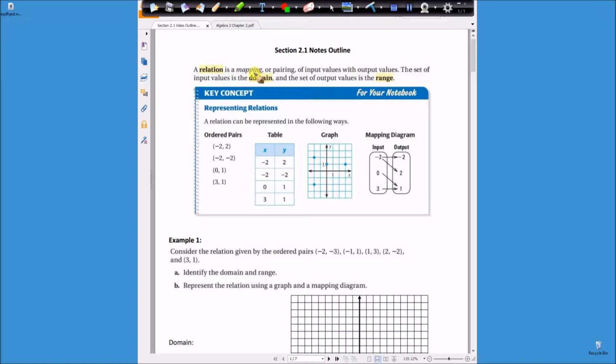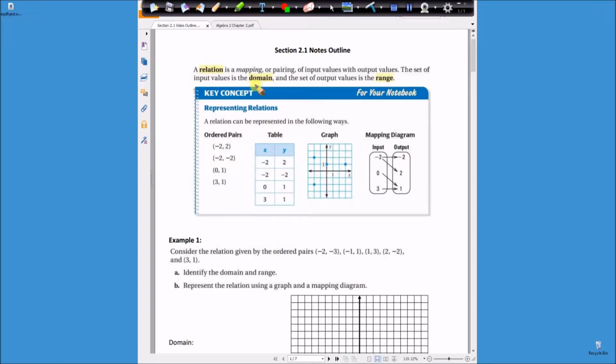A relation is a mapping or pairing of input values with output values. Usually we call the input values domain or X and the output values range or Y. So a relation is not a function necessarily. All functions are relations, but not all relations are functions. There are some examples here of relations, and basically any group of ordered pairs is a relation, but they're not all functions.